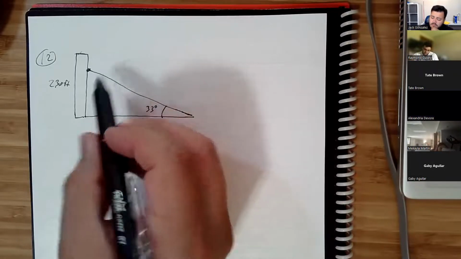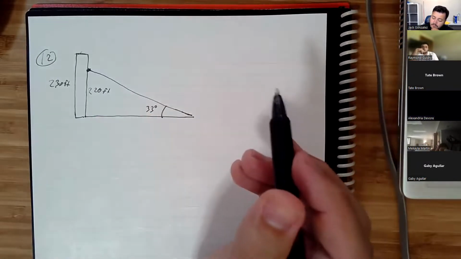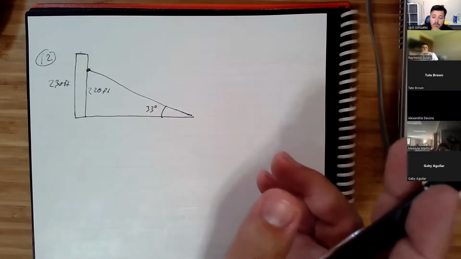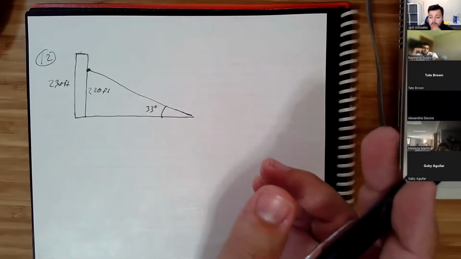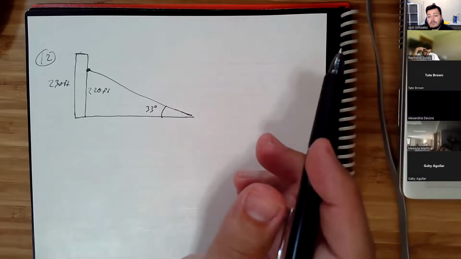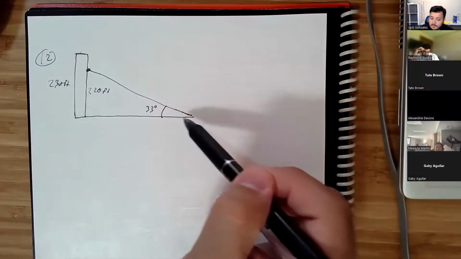Yeah, it's going to be 220, right here. So we don't need the 230 at all. What do they want to know? Right, they said, how long should the guy wire be? So they want to know the hypotenuse.